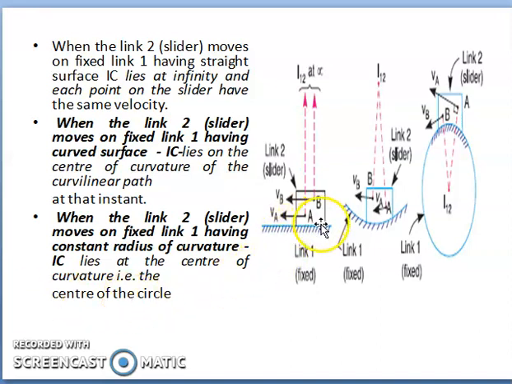If you have a slider which slides on a fixed surface, then this is the velocity vector, and the perpendicular lines you draw are parallel and will never meet. So you can say that the instantaneous center is located at infinity. If it is moving on a curved surface, then the center of rotation of the curved path will be the instantaneous center. And again, if it is moving on a circular path, then the center of the circular path will be the instantaneous center. So we'll see the Aronhold-Kennedy theorem.